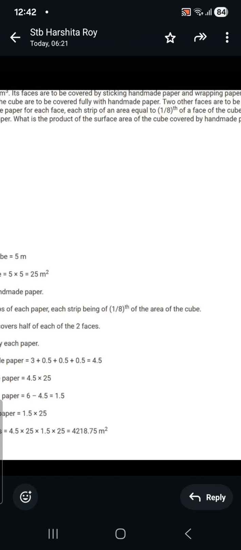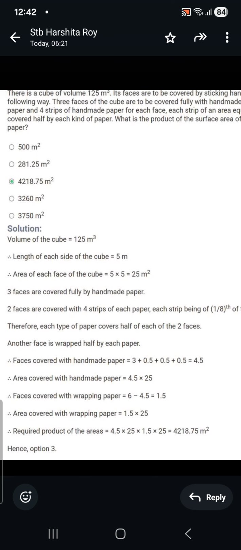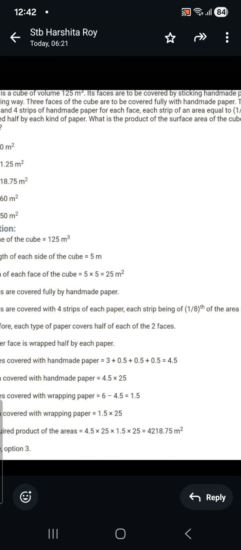So if you are using four strips of each kind and each strip is of the same area, then we are using half and half. Yes, correct. And for the sixth face, it says that it is covered half by each kind of paper. The remaining face. So basically, three faces are covered by handmade paper.